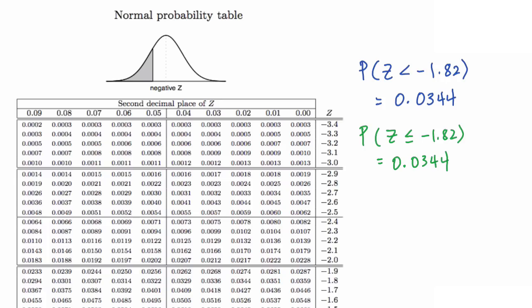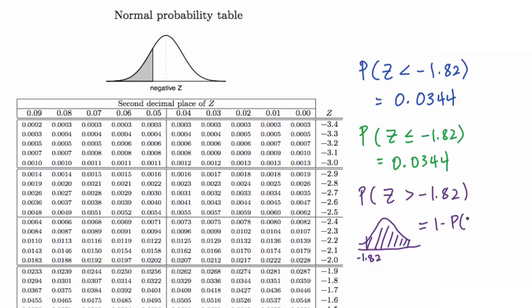Okay, so now suppose we wanted the probability that z is greater than negative 1.82. This would be the area to the right of negative 1.82. And since the total area under any density curve is 1, this must be 1 minus the probability that z is less than negative 1.82, which is 1 minus 0.0344, and that gives us 0.9656.